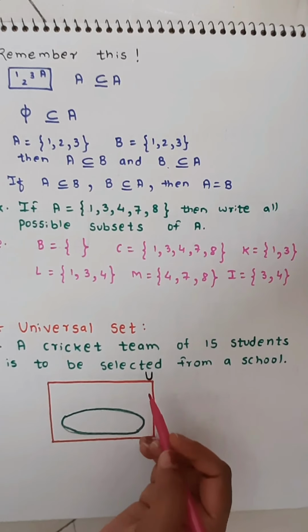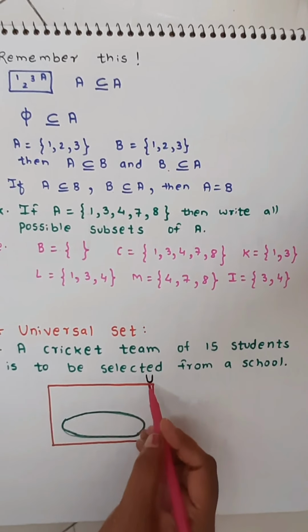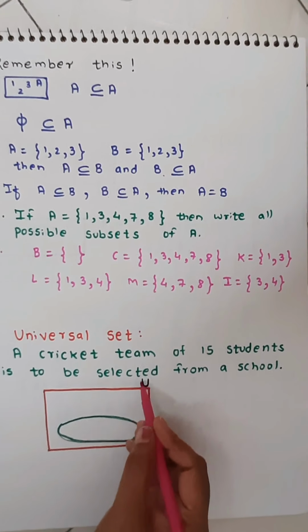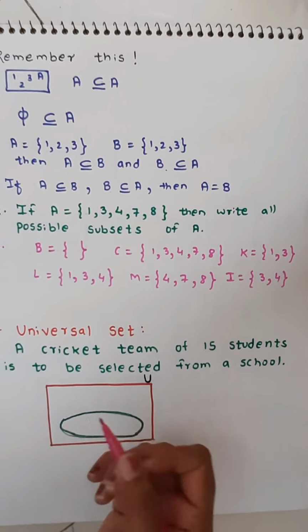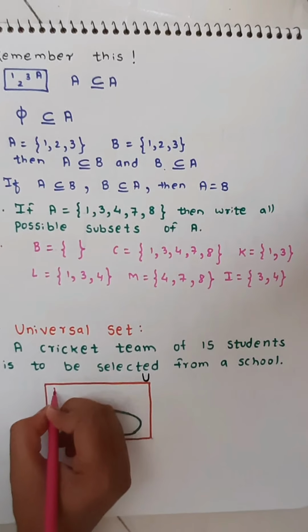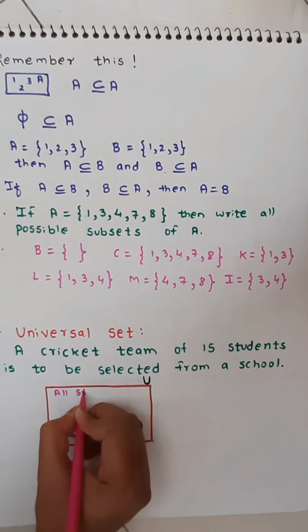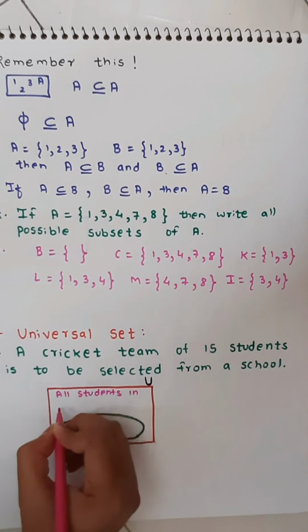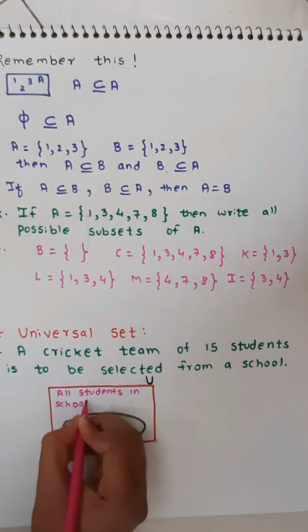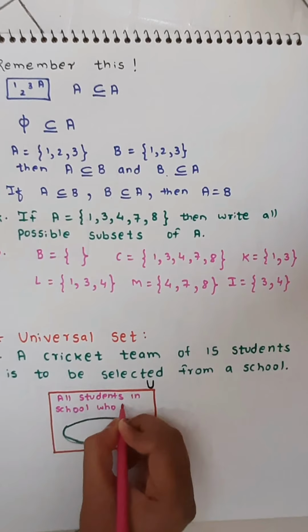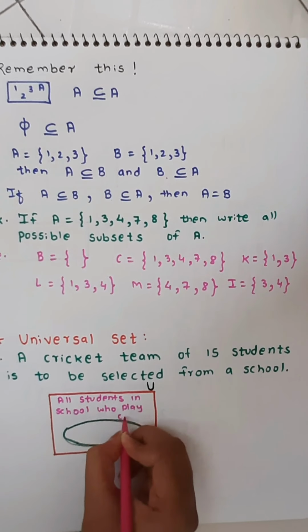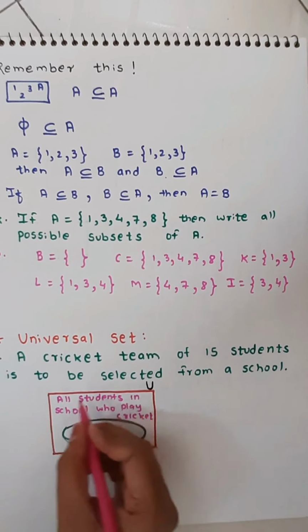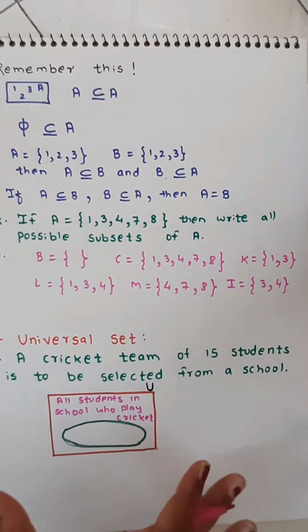It will include what? The universal set U will include all the students in the school who play cricket. So all students in school who play cricket are included in the universal set U, because it's a bigger set, all the students who are playing cricket.